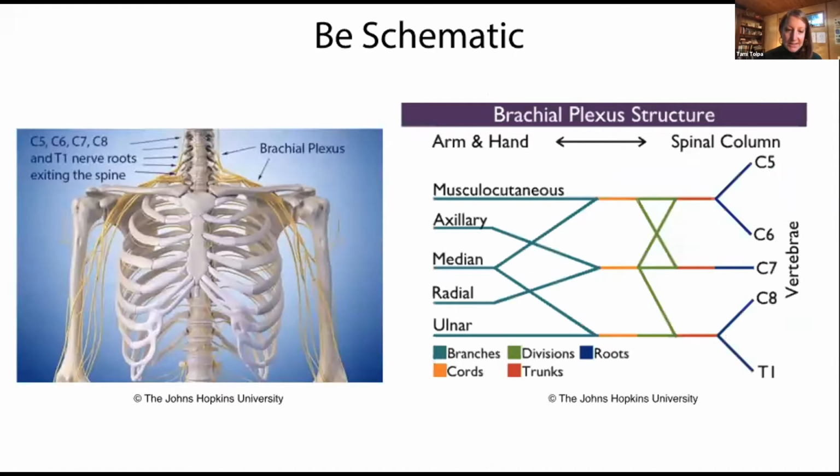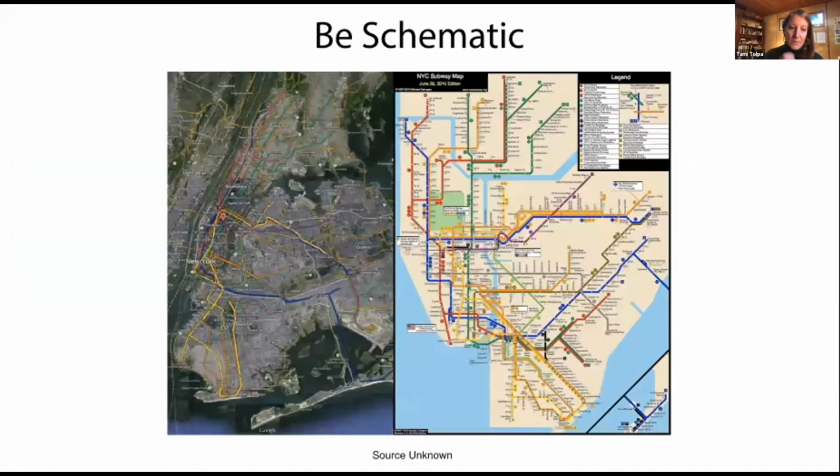The brachial plexus are the nerves running from the neck to the armpit. And even though the skeletal image on the left is selective, the skin, muscles, and organs have been removed, being selective isn't enough. And the schematic diagram on the right is a clearer representation that highlights the patterns of these nerves. And of course, maps are great examples of being schematic. The satellite image on the left includes overlays of the subway lines, but the schematic diagram on the right is a lot easier to read. Unnecessary detail has been removed, the patterns are clearer, and the relationships between the train lines are easier to understand.